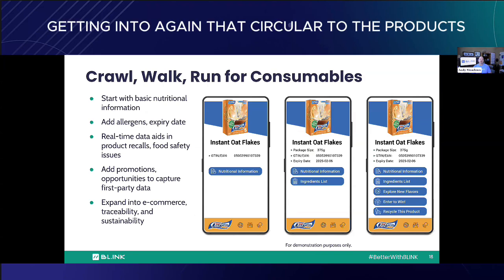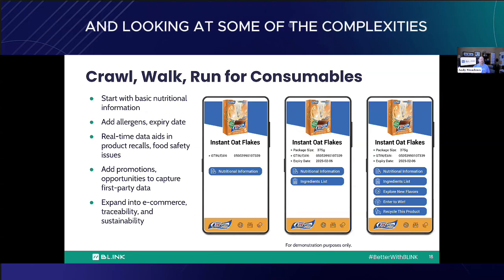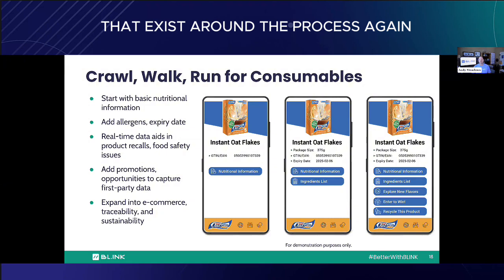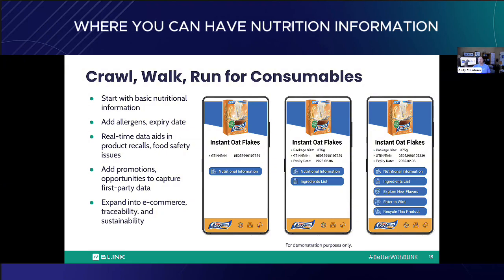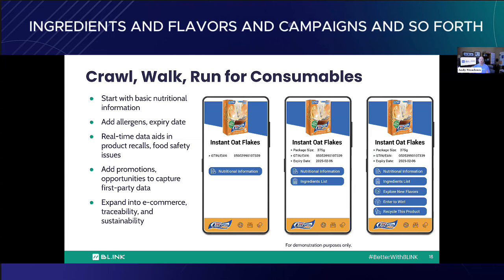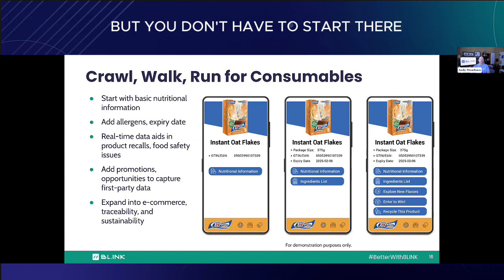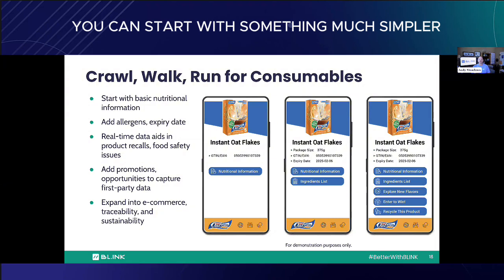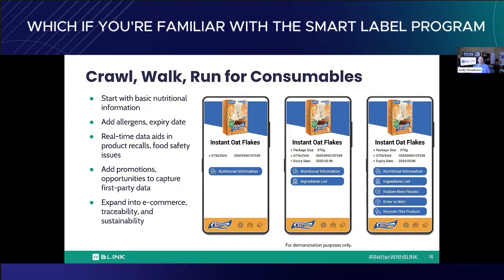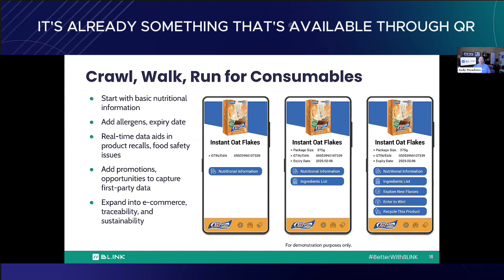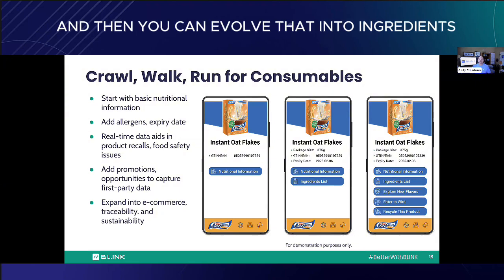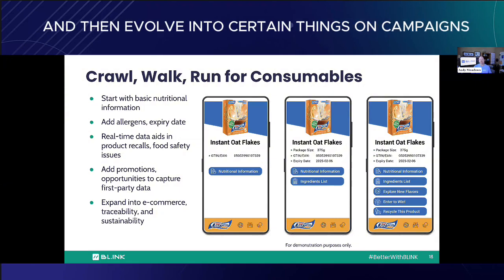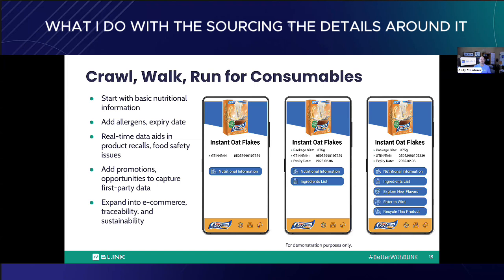Now, getting into, again, that circularity of the products and looking at some of the complexities that exist around the process, you can end up here on the right in that crawl, walk, run approach, where you can have nutrition information, ingredients, and flavors, and campaigns, and so forth, but you don't have to start there. You can start with something much simpler. We can start with just nutrition information, which, if you're familiar with the Smart Label program in the United States, is already something that's available through QR codes in just about every product. That can be a simple starting point. And then you can evolve that into ingredients and then evolve into certain things around campaigns and what do I do with the sourcing, the details around it.